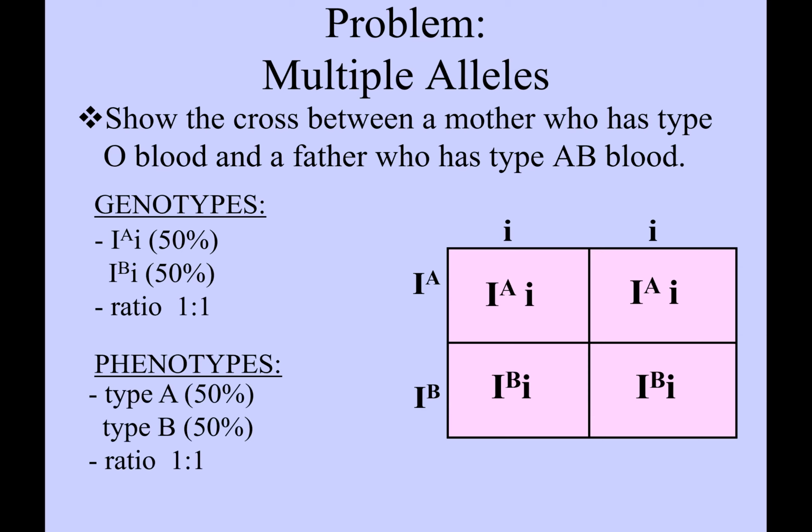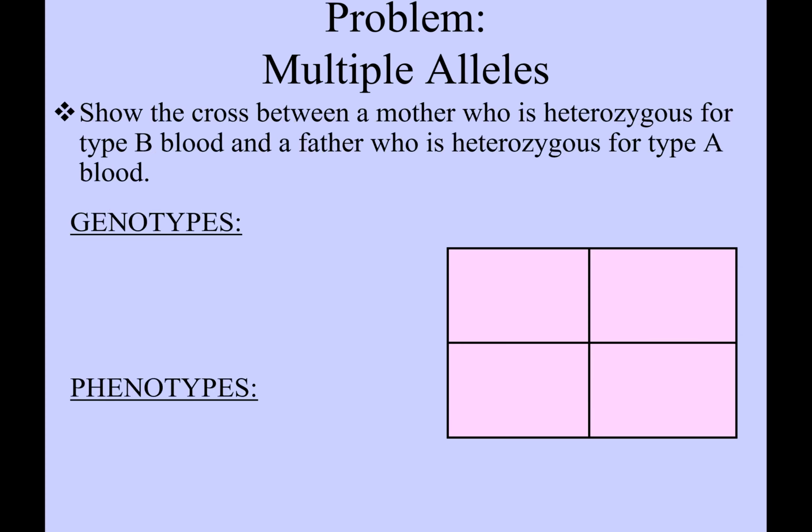All right, one more. Show the cross between a mother who is heterozygous for type B blood and a father who is heterozygous for type A blood. All right, so heterozygous for type B blood, that's the mother. What would her genotype be? That's right. I'm sorry, we did father first. IA little i, and then the mother, IB little i. You got it, right? Heterozygous.